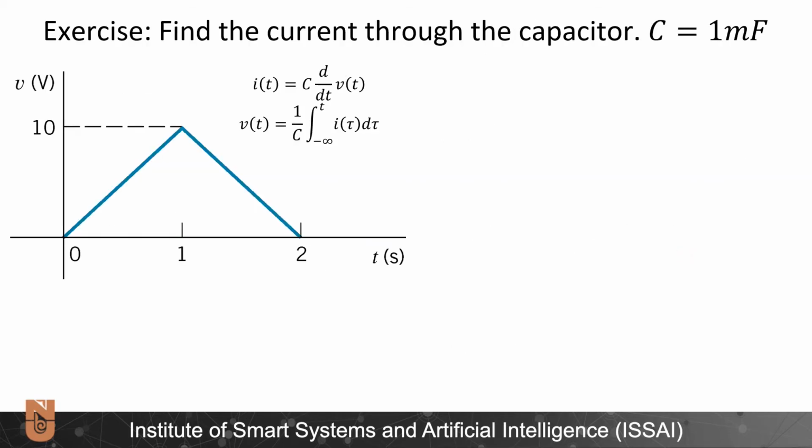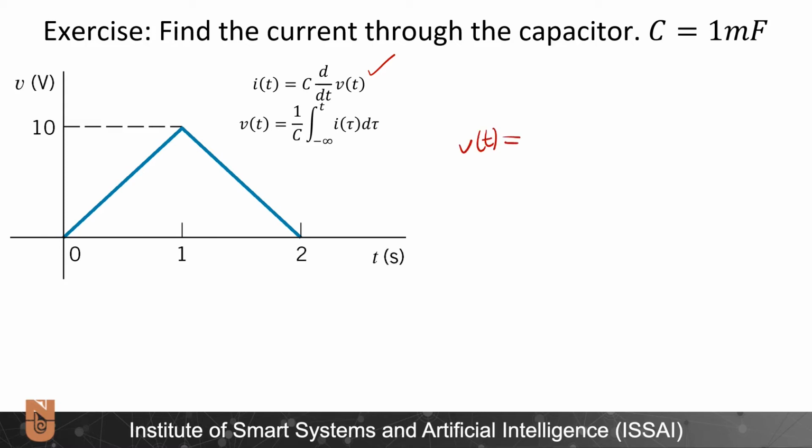Find the current through the capacitor, where the capacitance value C is equal to 1 millifarad. This is very simple. I will use this equation here. However, there is one slight complication. I cannot write the function for voltage as a single function. I can write it as a combination of different functions for different ranges. Let's try to do this together.